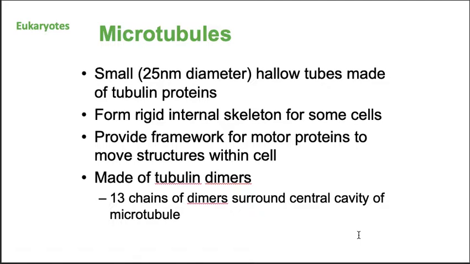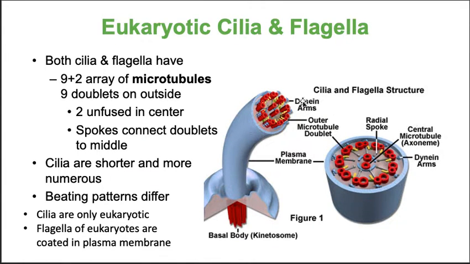It's made of these dimers, so two tubulin proteins put together, and you'll get 13 chains of dimers surrounding a central cavity, and here you see an image of that. So outer microtubule doublet, the dimer, two of them together, and then you get all those sets of dimers that go around, and then you'll have one located in the center. And that is actually how cilia and flagella are structured. So both cilia and flagella have this 9+2 array of microtubules.